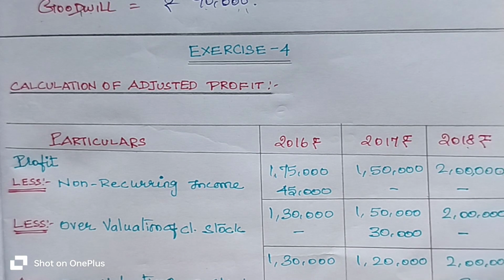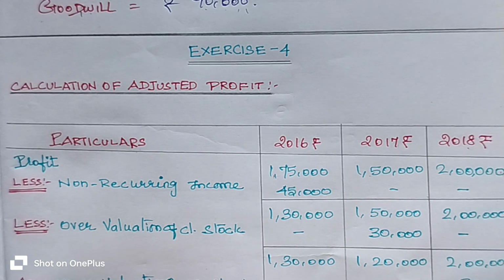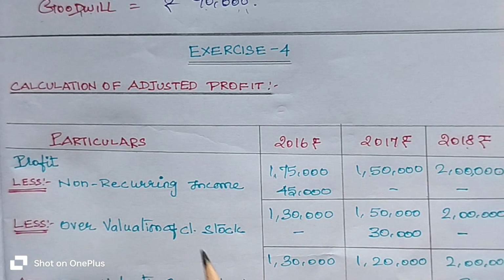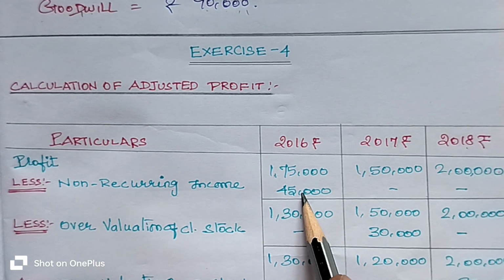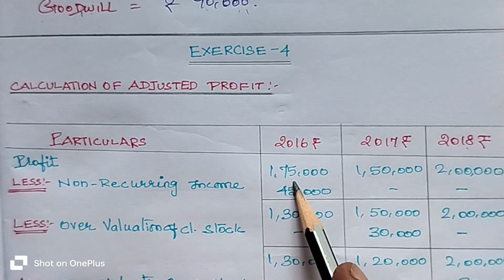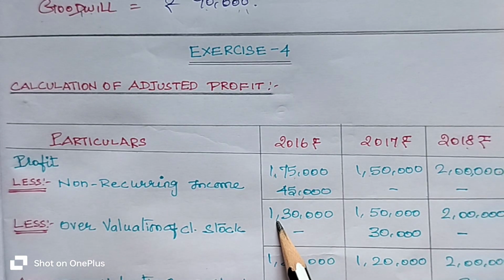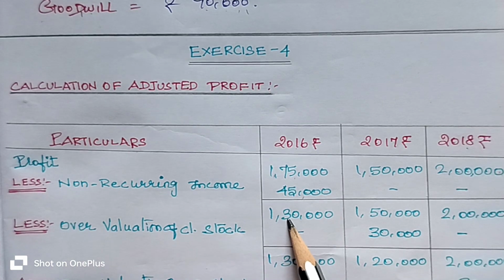So what is meant by non-recurring income? Non-recurring income means irregular or infrequent income. So we have to subtract that non-recurring income from the profit. You earned 45,000 unexpected income suddenly in the year of 2016. So you have to subtract 45,000 from the profit. After subtracting 45,000 from 1,75,000, you will get 1,30,000 rupees.